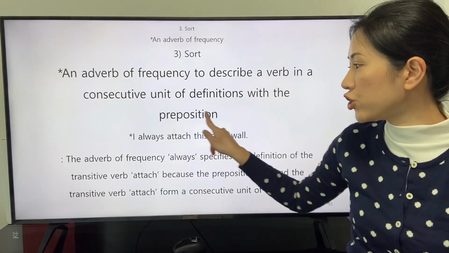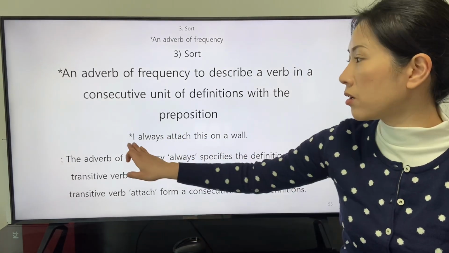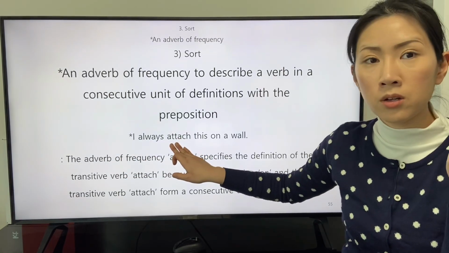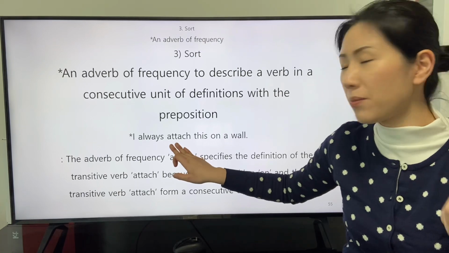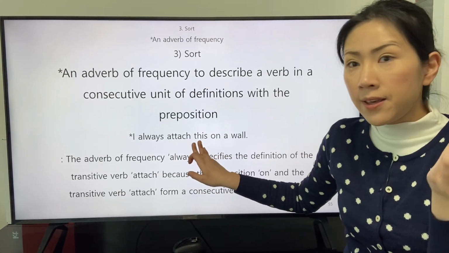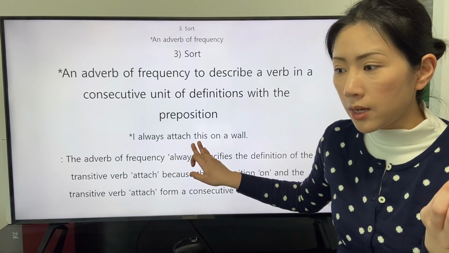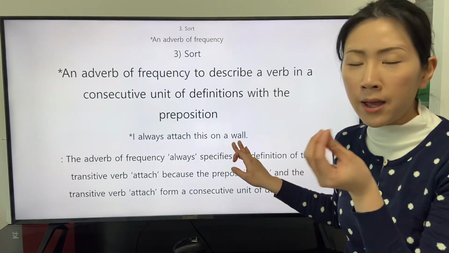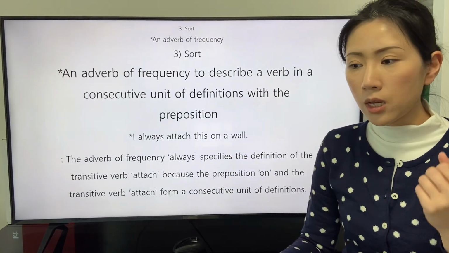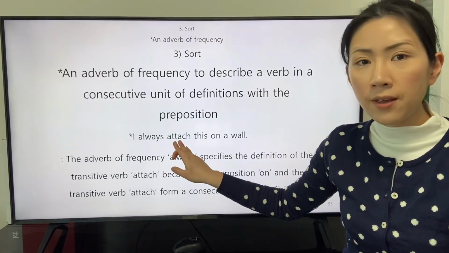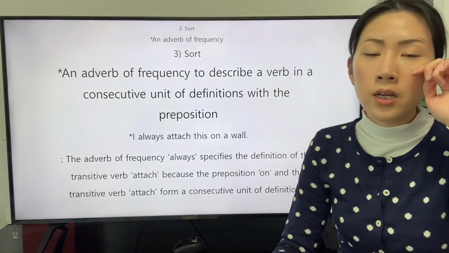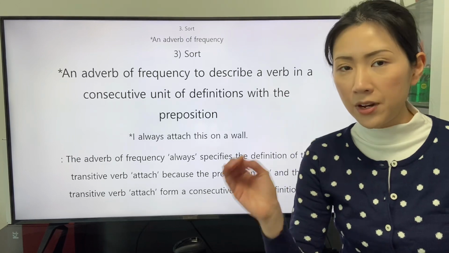Every time the speaker actualizes the action indicated by the transitive verb attach, the object of the transitive verb this is mediated by the object of the preposition on. So the transitive verb attach and the preposition on are in a consecutive unit of definitions.